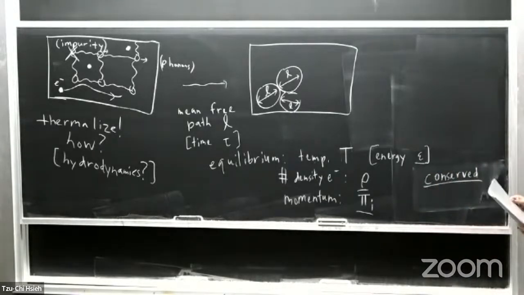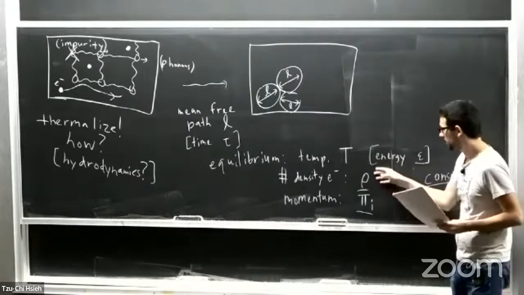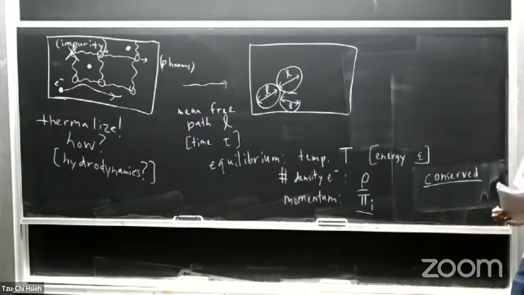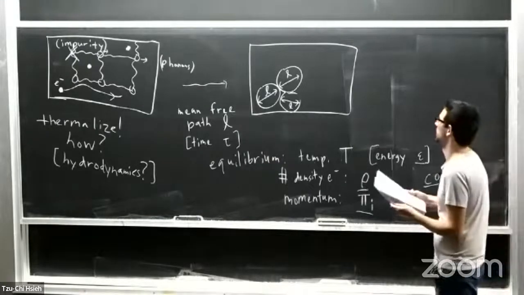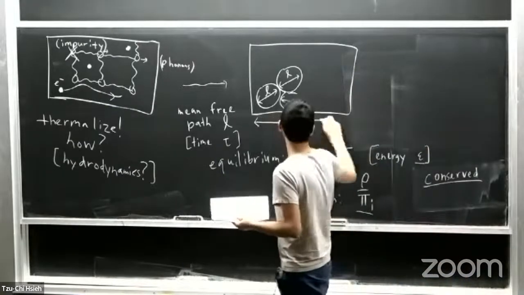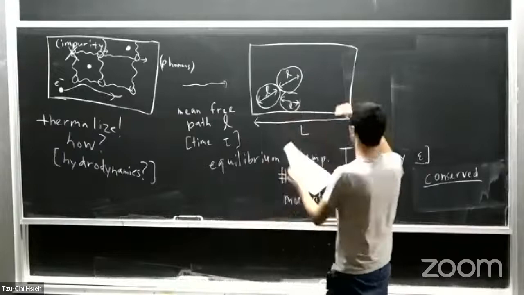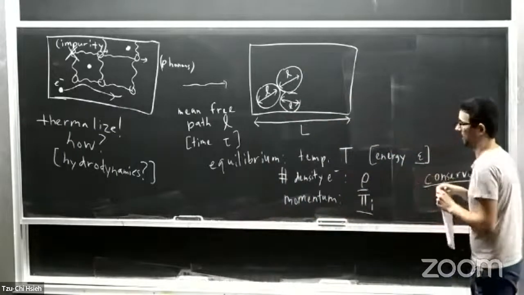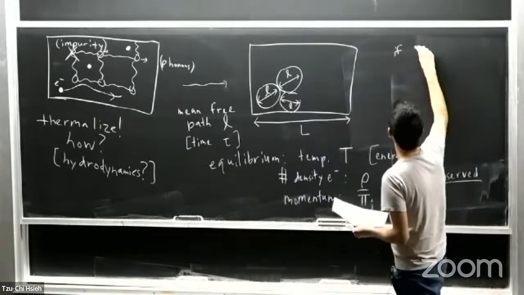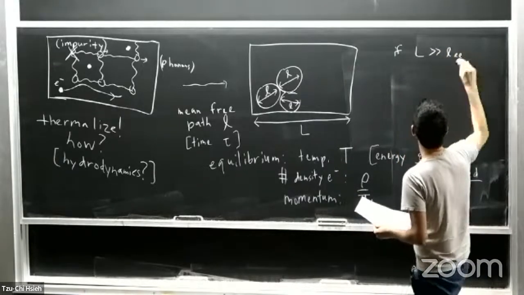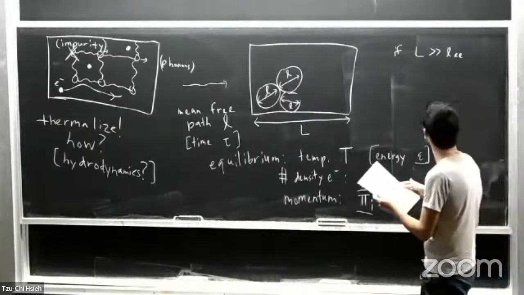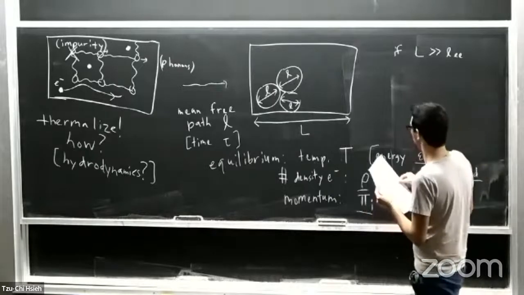Okay, and so hydrodynamics, from my perspective, will be the theory that describes the slow dynamics of these conserved quantities at late times. The way hydrodynamics is set up is that if this section of my metal is of size capital L, and this capital L is very large compared to my mean free path, then hydro should be a reasonable approximation.